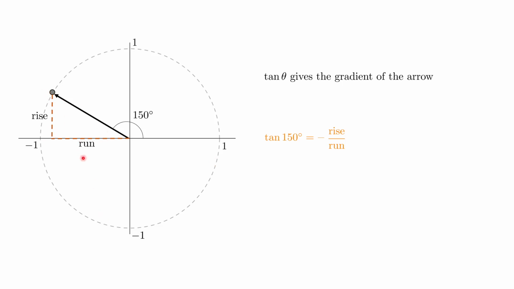Again, looking at this right angle triangle with that 30 degrees, you can see that tan of this 30 will give us exactly rise over run. So we can make that substitution. The rise over run is tan of 30 degrees. And tan of 30 is 1 over root 3.